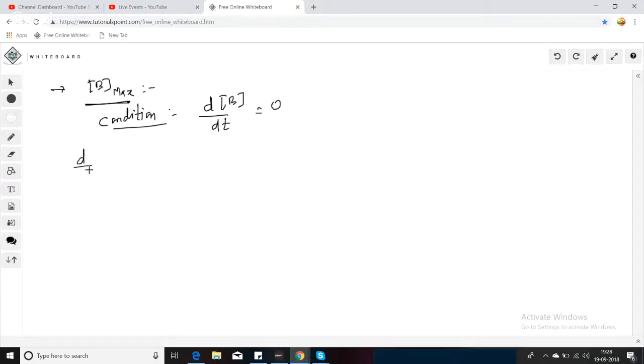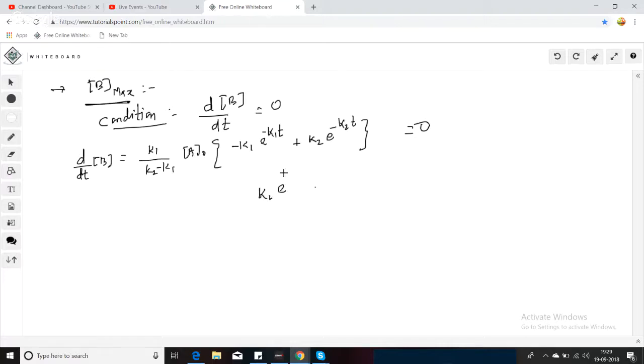So we can write d by dt of concentration of B. If you see this, K1 by K2 minus K1, A naught is constant. So this we can put outside, minus K1 e to the power minus K1 t, correct? Plus K2 e to the power minus K2 t, correct? And this will be equal to 0, right? So this term you let it be, this equals to this basically. You see how simple it is now. We'll get K1 e to the power minus K1 t is equal to K2 e to the power minus K2 t.